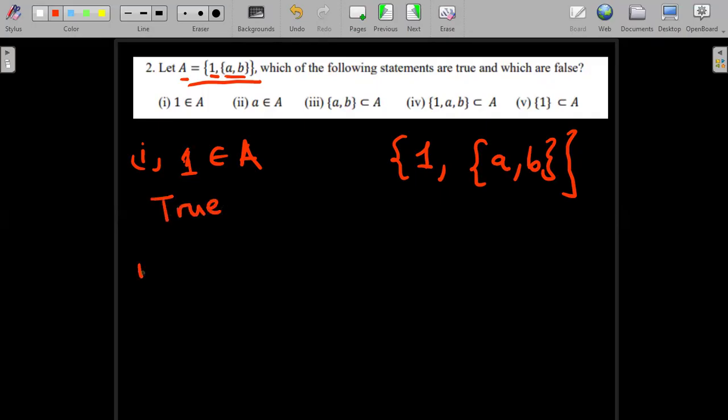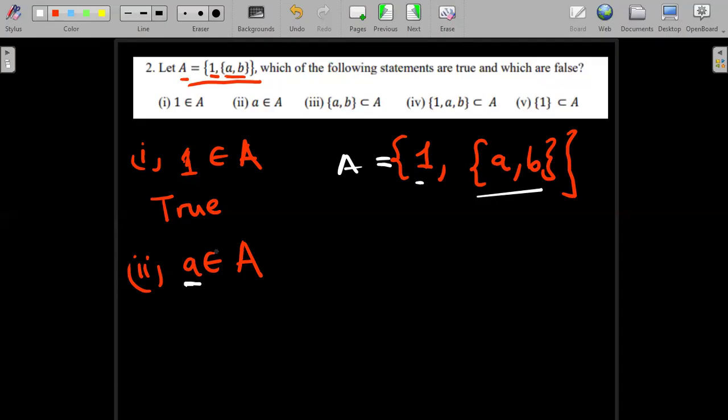Then we have part 2. So part 2 says, a member of what? The element A being a member of the set A. As we can see, the elements that are in this set A are 1 and the set containing A and B. So A is not listed as an element in the set A, but it is in this set here, which is the set in the set A.